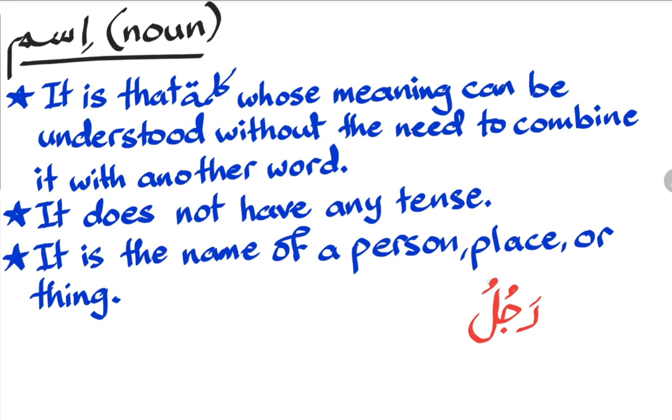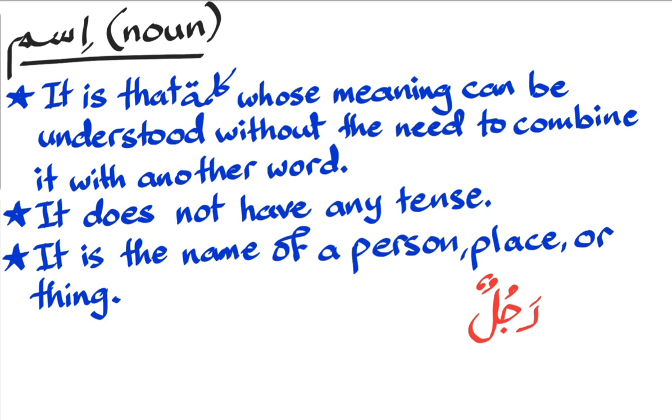Rajulun means man. Now if you notice, the first point to be noted here is that it is a kalima whose meaning can be understood without the need to combine it with another word. So you understand the meaning of rajulun, which is man, without the need to combine it with another word. The second thing is it does not have any tense. Obviously, when you say the word rajulun, which means man, it doesn't have anything to do with past, present, or future.